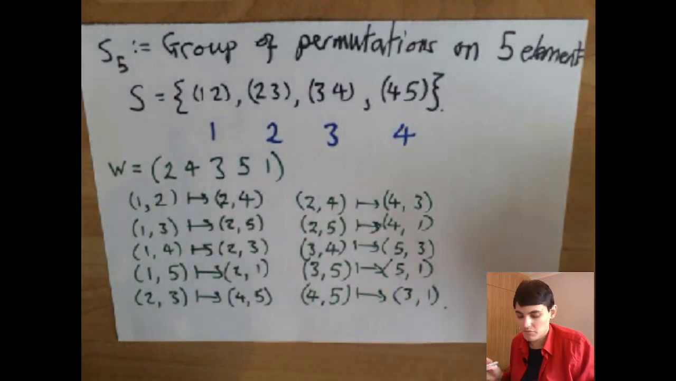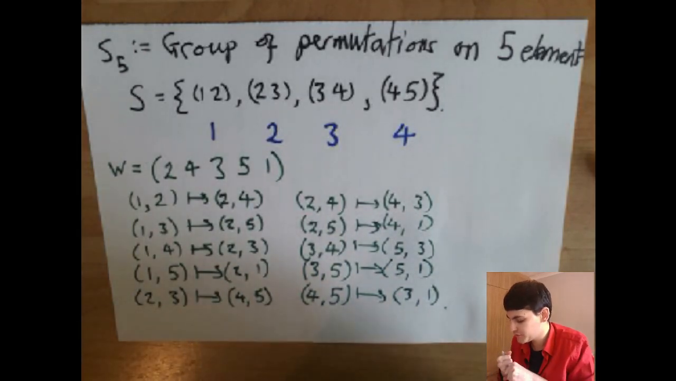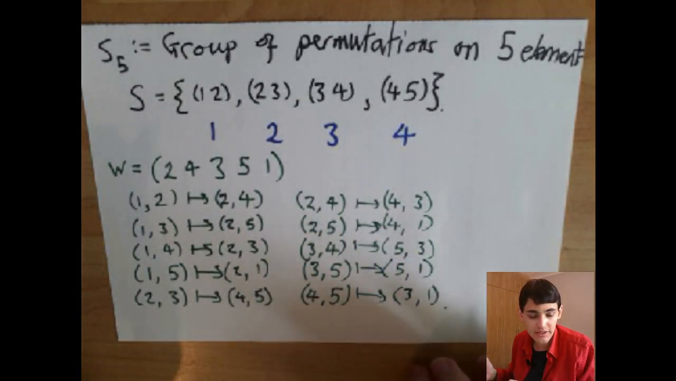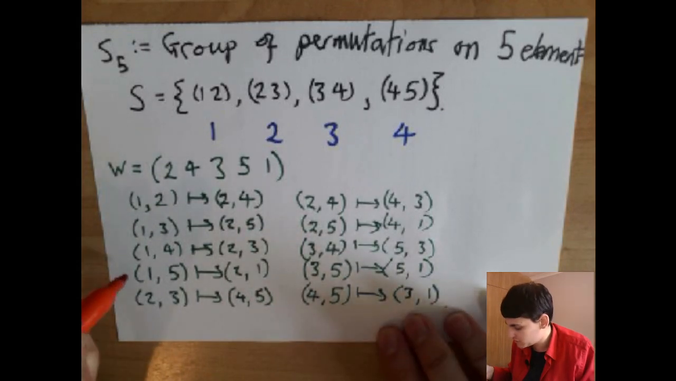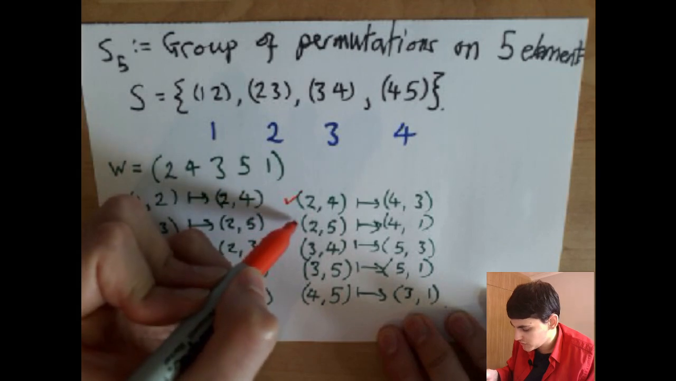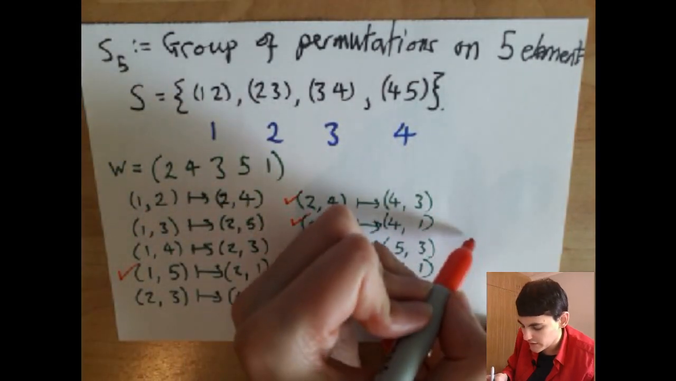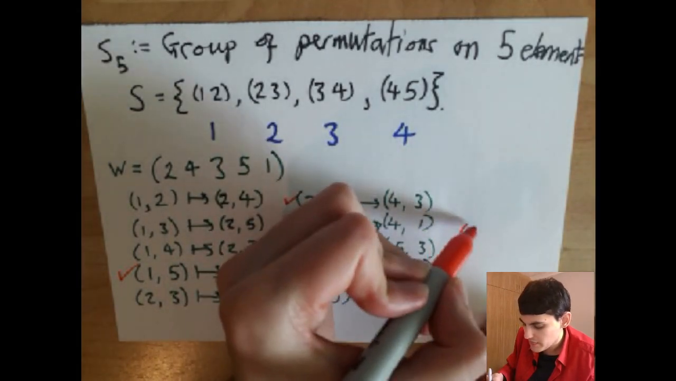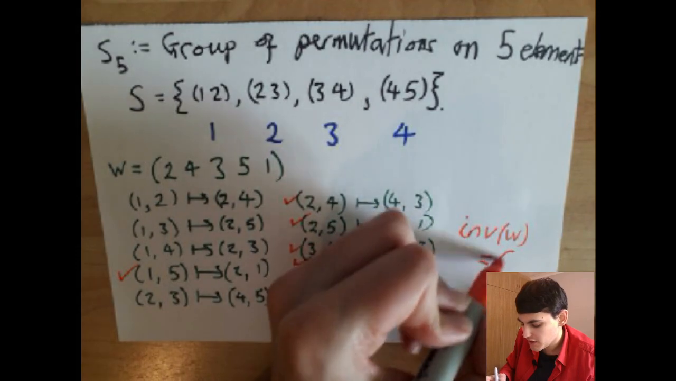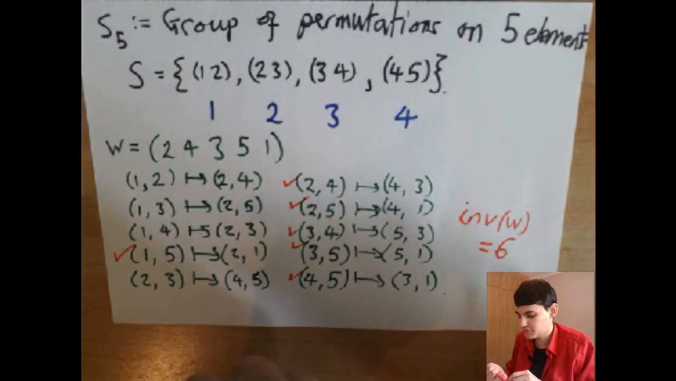So what have we ended up with? If we go through and count these, we've got 1, 2, 3, 4, 5, 6. So the inversion number of W equals 6. That should be the length, right?